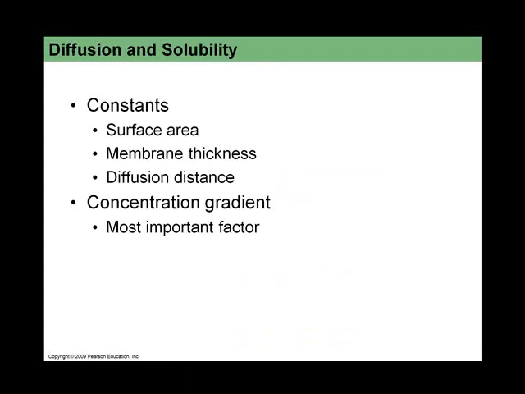Well, obviously, diffusion and solubility are key biophysical properties that we need to think about. So there are constants. The surface area, we really don't change it much. The membrane thickness, if it changes, then it's a pathology. And as well, the diffusion distance. So these are all interplaying with each other to generate the normal homeostatic condition.